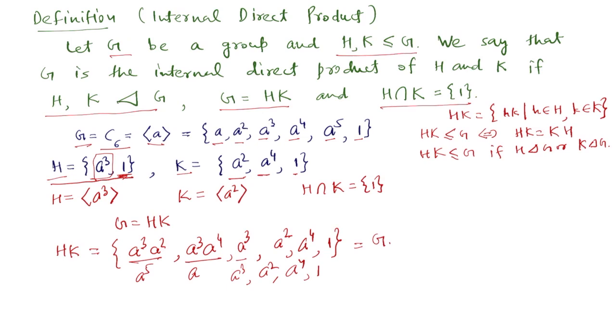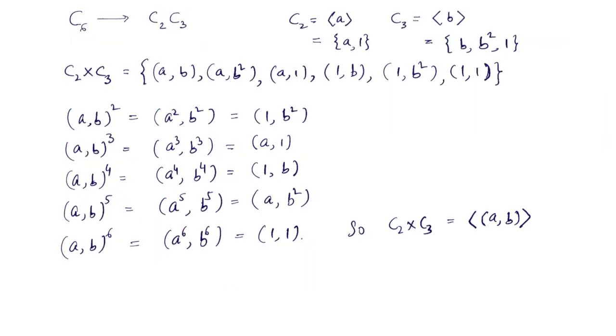So we have broken G into two subgroups H and K. Both are normal in G, their product is equal to G, and their intersection is 1. That means G is the internal direct product of H and K. In the example, we started with C6 and broke it into two parts, C2 and C3.